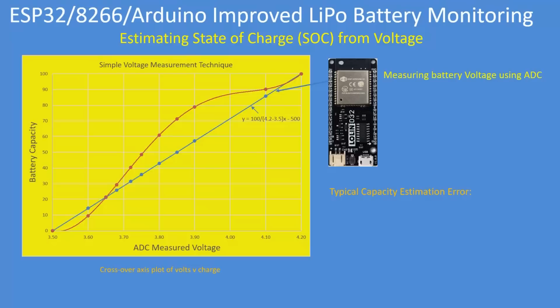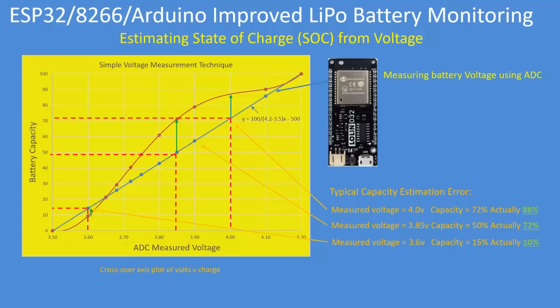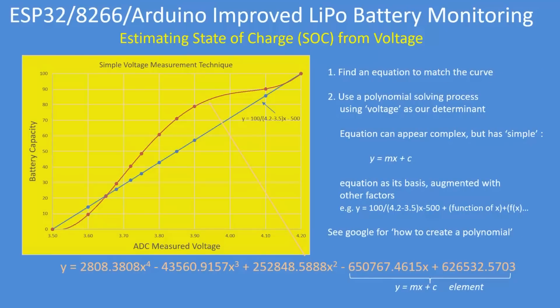Now let's compare the two different curves, or the straight line approach, what I'm calling the conventional approach. When the voltage is 4 volts, conventionally that's 72%, but actually the capacity is more like 88%. Similarly, when you measure 3.85 volts, the capacity is more like 72%, and so on. And down at the other end, when you measure 3.6 volts, the capacity is actually 10%. It's less than you think, so it's important to get this right.